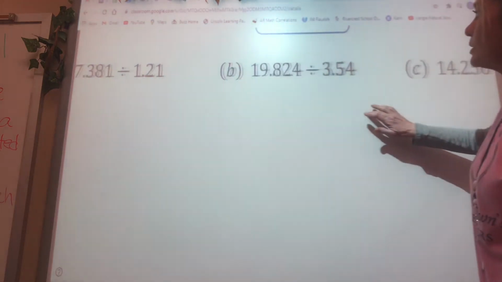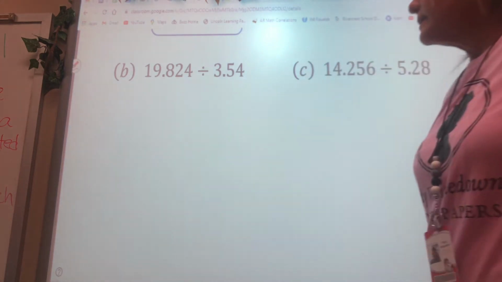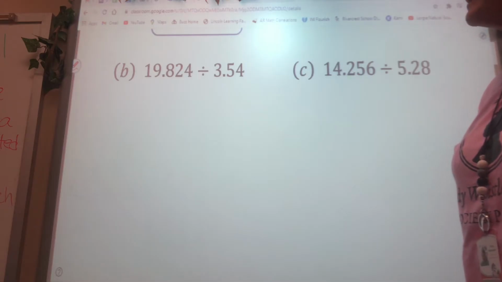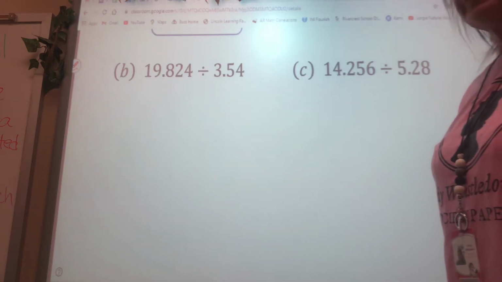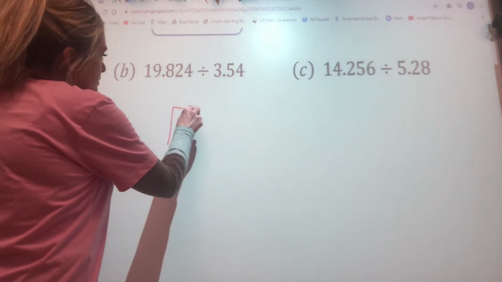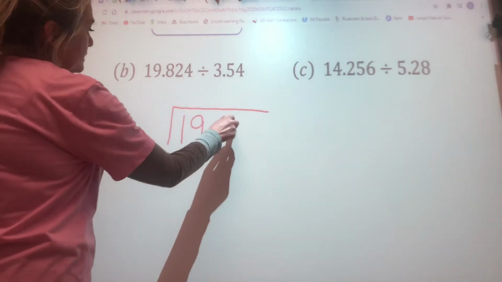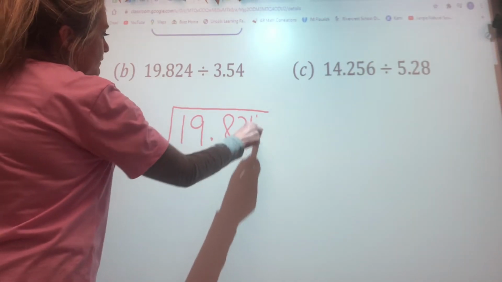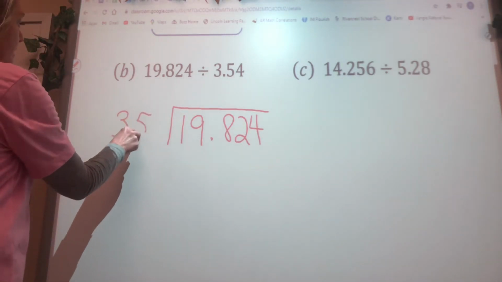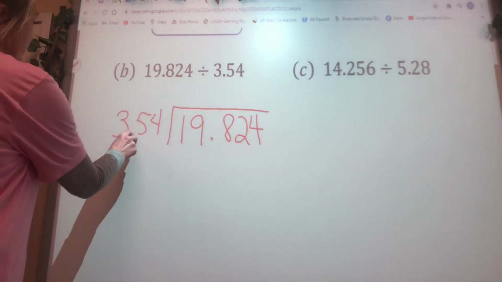All right, our next one. 19 and 824 thousandths divided by 3 and 54 hundredths. The first thing we would do is write it out as a standard division problem. 19.824 divided by 3.54.